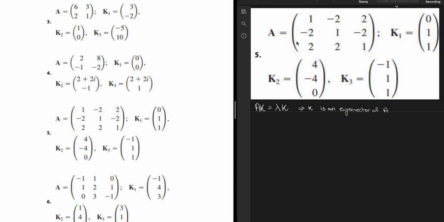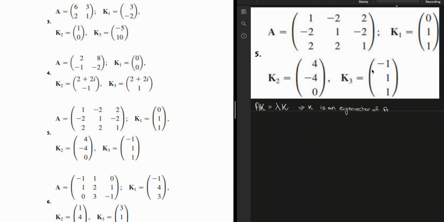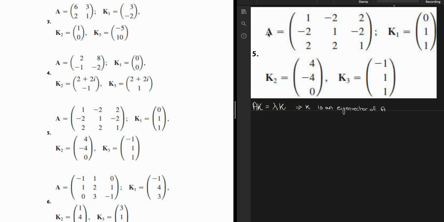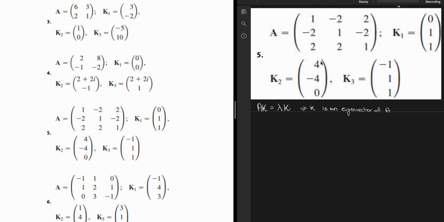This problem right here, problem 5, has a 3 by 3 matrix with all these nice entries, and we're given 3 vectors. We're asked to see if any one of these vectors are eigenvectors, meaning vectors that, when subjected to this transformation matrix A, remain scalar multiples of what they originally were.